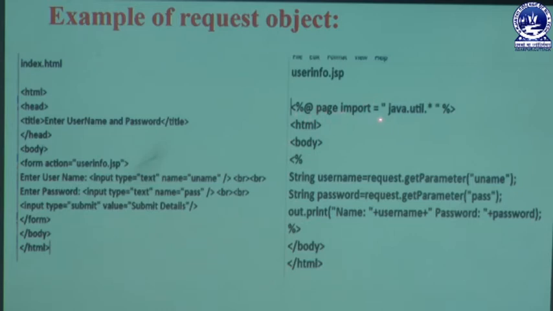In that page directive, we are importing a package by taking the help of an attribute known as import, that is, writing import equal to java.util.*, which means we can include all classes relevant to the util package. Then we write our HTML tag, then body, then we use the scriptlet tag.